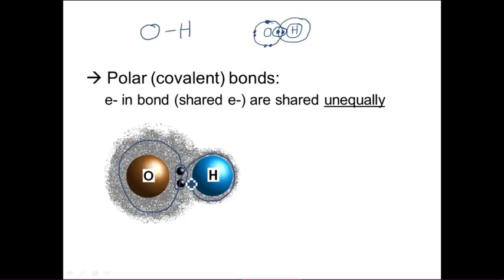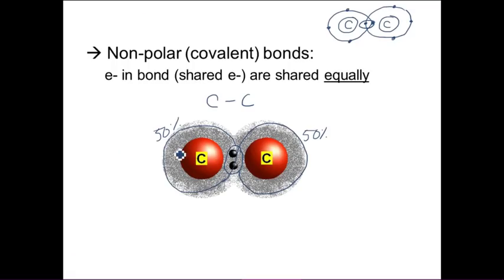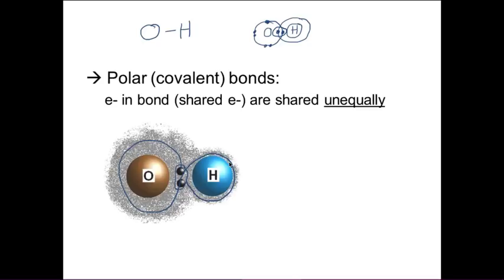But because this is a polar bond, they're going to spend more time around one of the atoms than the other. In this case, that is oxygen. The gray cloud here is supposed to show you how much time is spent around each of the atoms. If you notice here, the gray is the same size because they're shared equally. Here, hydrogen has just a little bit of gray, whereas oxygen has a lot, and that means that the electrons are spending more time around the oxygen.